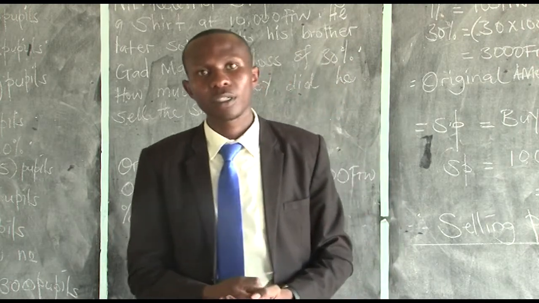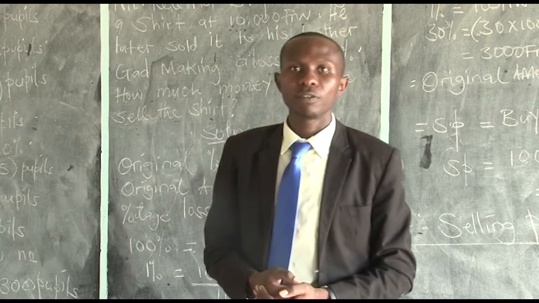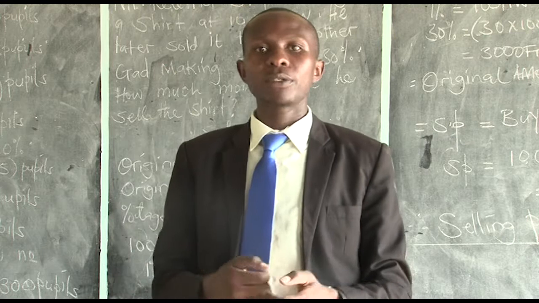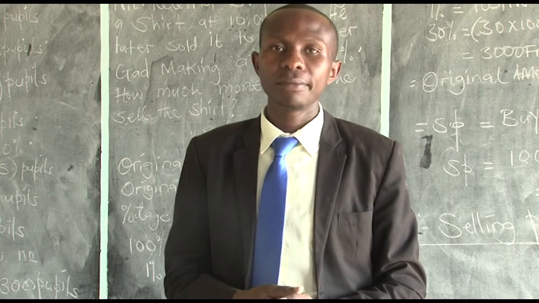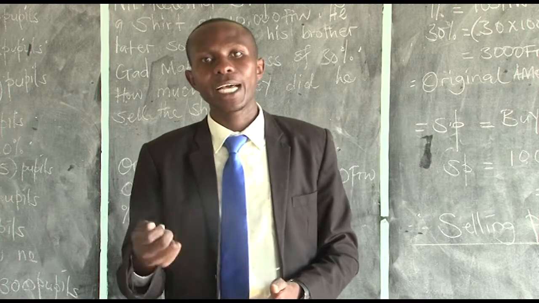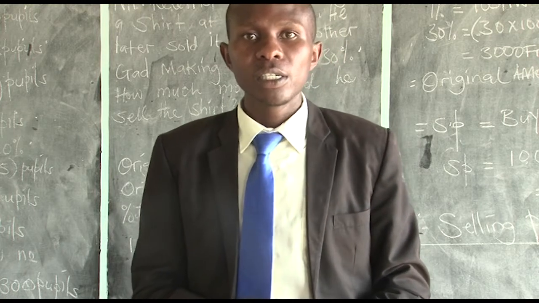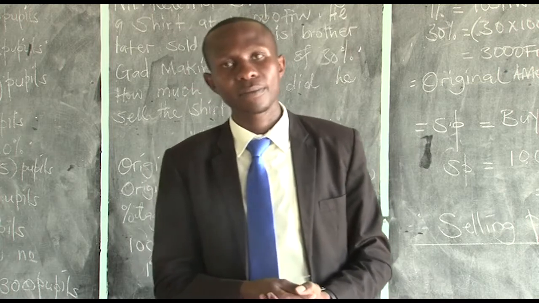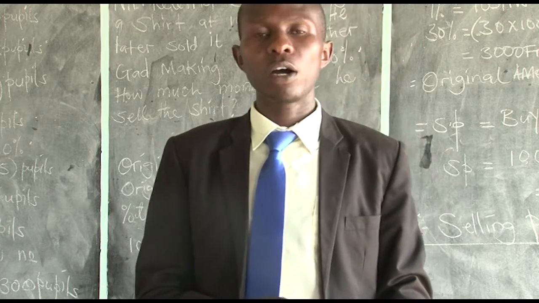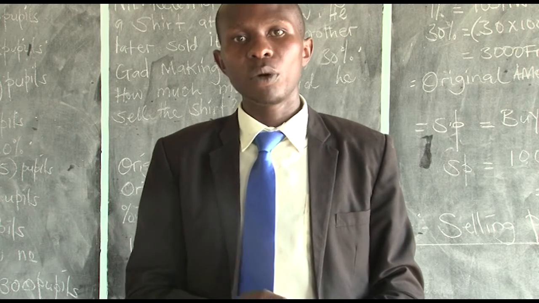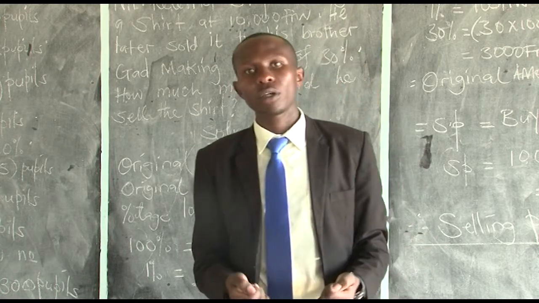Lastly, but not least, Quizera bought 5 books at 20,000 and later on sold them to a larger, making a profit of 80%. Full stop. Work out the amount the books were sold at.